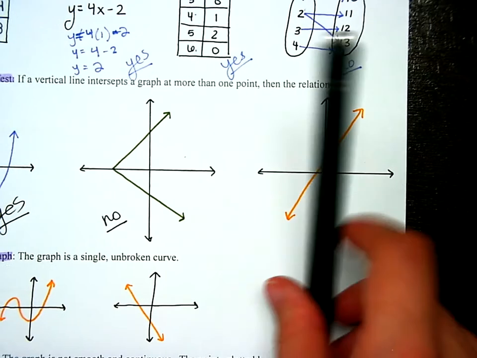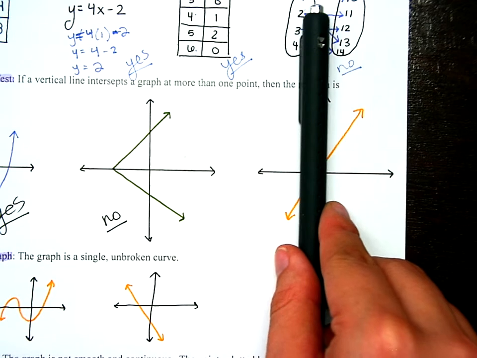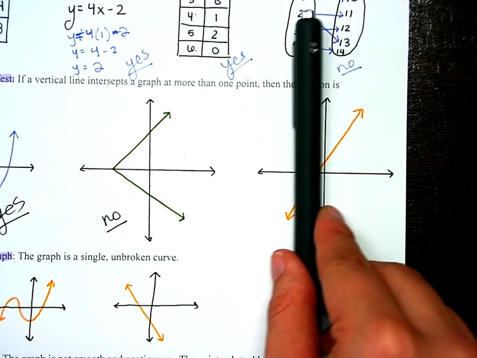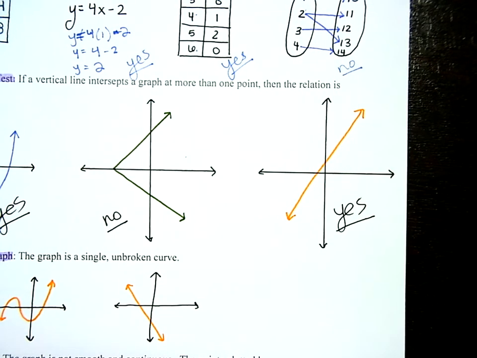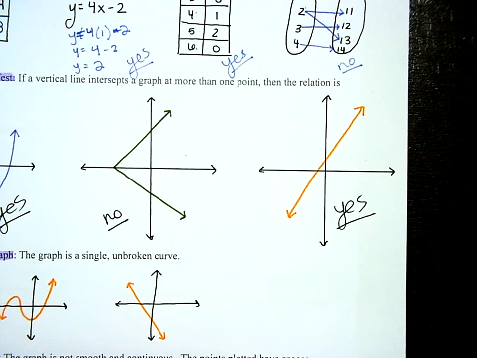And one more. Running it through my graph, this is only ever hitting that yellow line at 1 point. So yes, lines are functions. Okay.